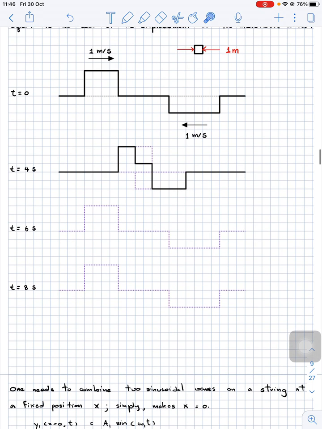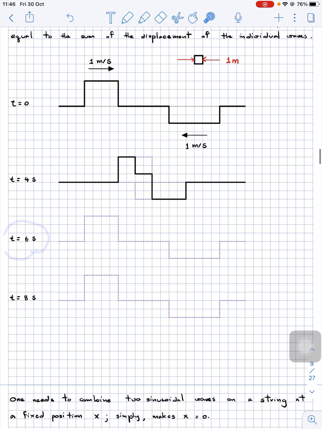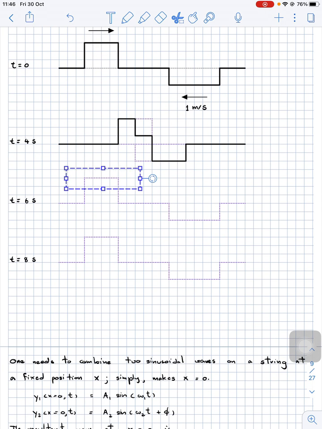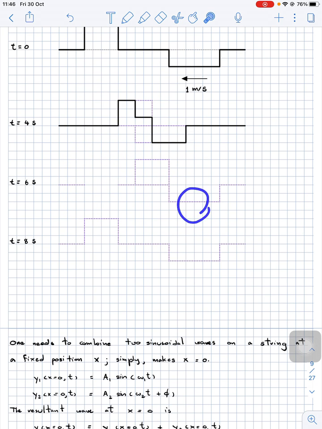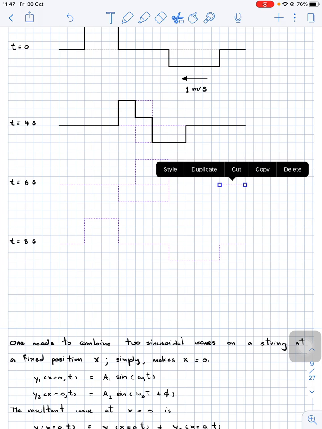Then with time equal to 6 seconds, let's compare from t equal to 0. This wave will move to the right-hand side by 6 meters: 1, 2, 3, 4, 5 and 6. And now for this one, we move to the left, 1, 2, 3, 4, 5 and 6 as well.